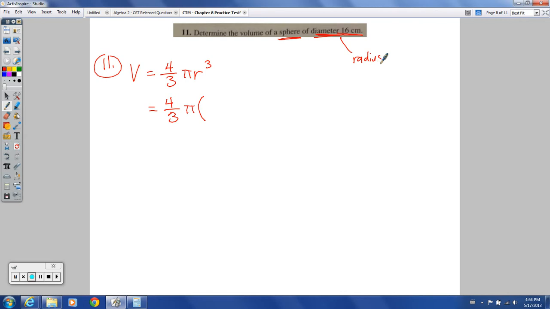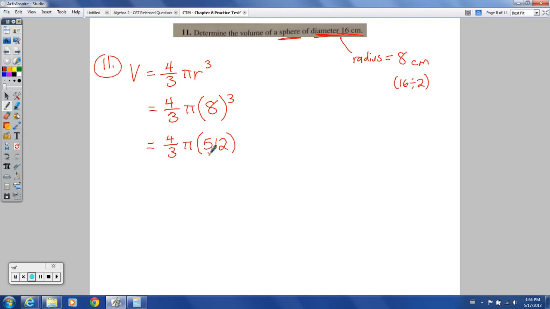We just got to know this formula, but we know that the radius is half the diameter. So if they give you the diameter, we've got to take that and divide it by 2. So 16 divided by 2. We're going to plug in 8 for the radius. Now 8 cubed: 8 times 8 is 64, and that times 8 more is 512. So 4/3 pi times 512.